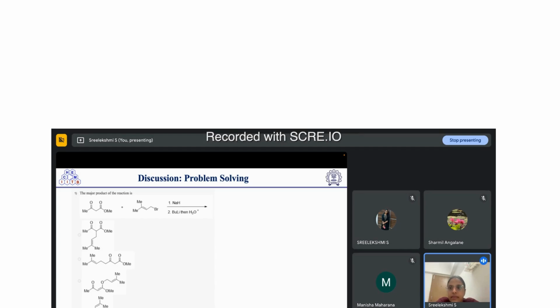So here is the first question. The major product of the reaction: this particular active methylene compound with a ketone at one position and an ester at the other position, and we have this alkene bromide, in the presence of NaH and butyl lithium, then hydrolysis. Which will be the major product? You can also try to answer this, whoever is here, Sharmil, Manisha.